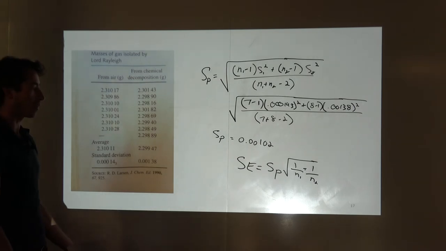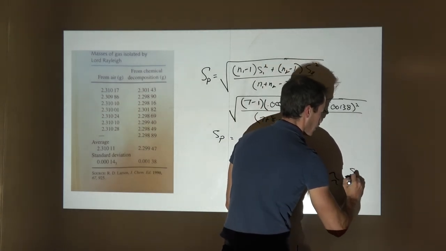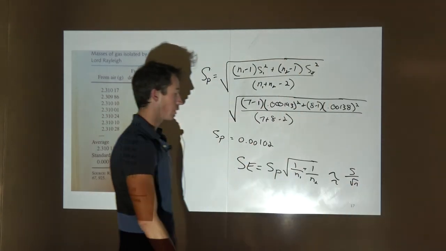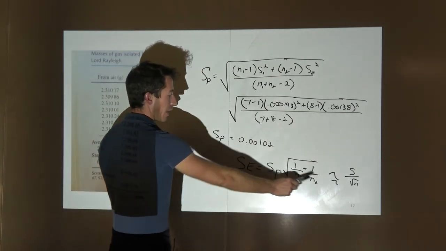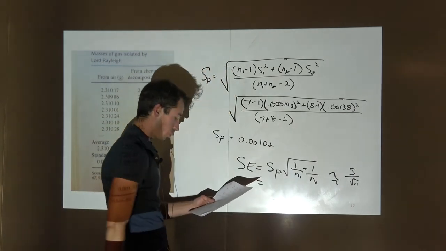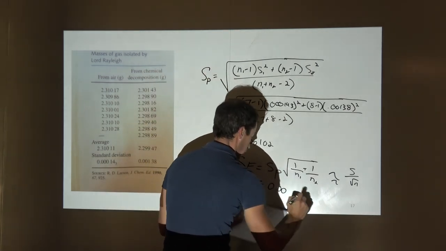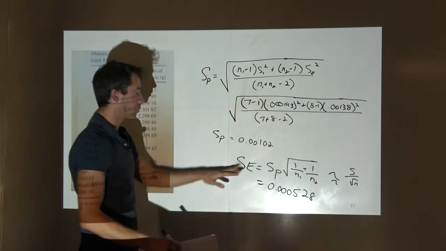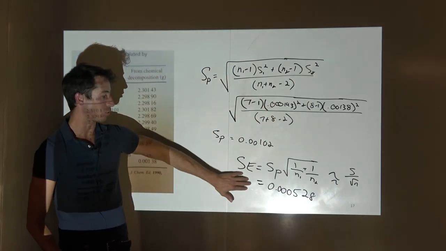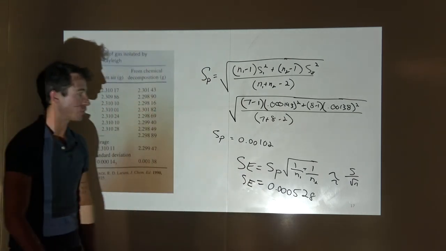This is our standard error, right? This is very analogous to S over square root of N, but it's just in this form. So N of 1 is 7 and 8. So our pooled standard deviation here comes out to 0.000528. I'm sorry, I said pooled standard deviation. This is a standard error for this situation.